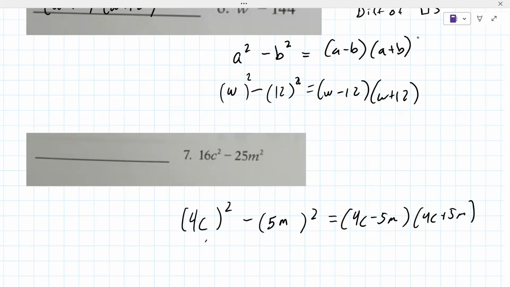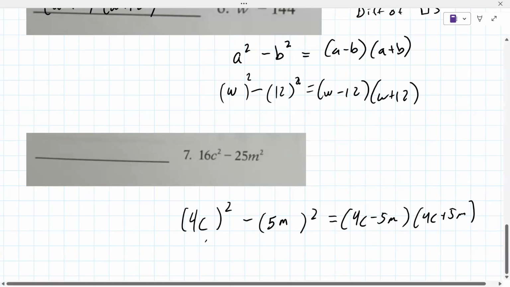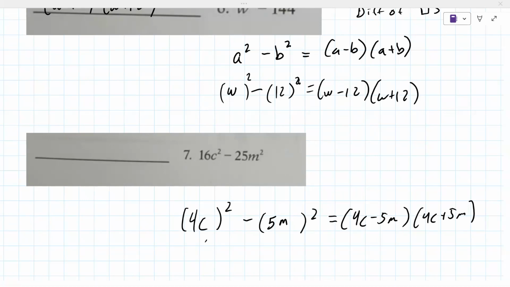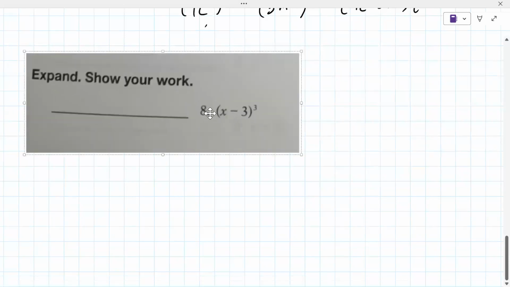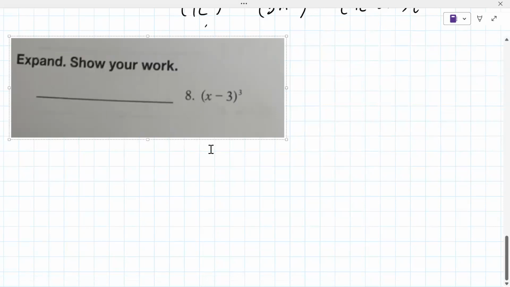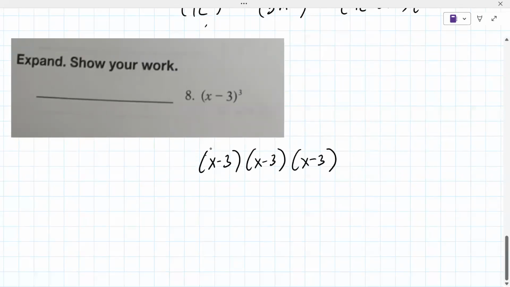Now expand. Interesting. All right, so now we're going the other way. Oh boy, they don't start you out with an easy one. They just jump right in. You're in Algebra 2 this year? Did you already take geometry at some point? Probably next grade. All right, so here we go.